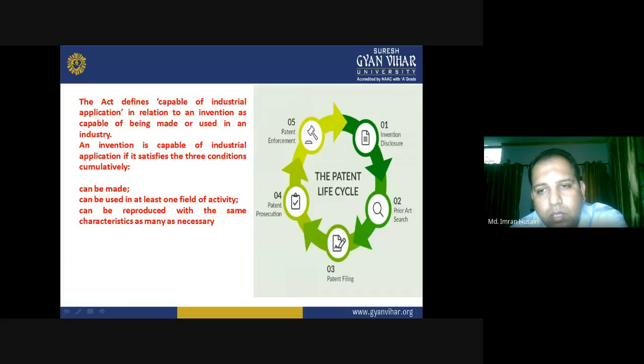So this is the patent cycle. First is invention disclosure, second is prior art search, third is patent filing, fourth is patent prosecution, and fifth is patent enforcement.